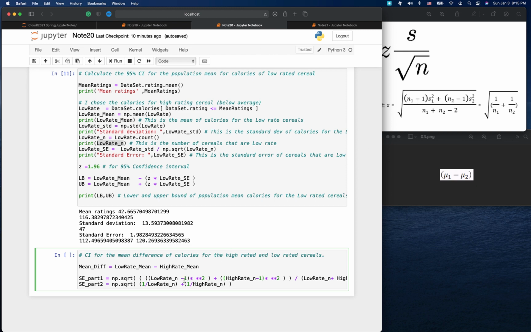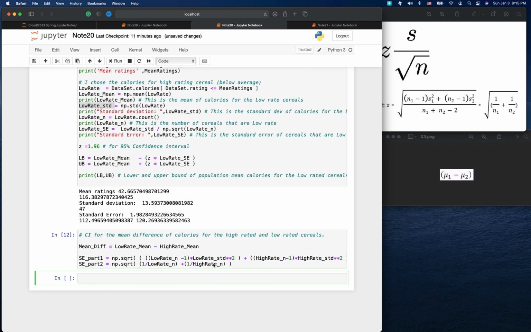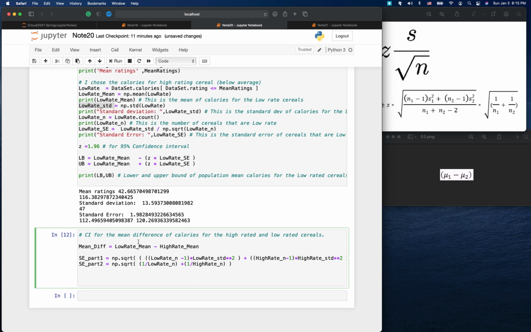And then I need the standard error for the first one, to the power 2. What is the standard error? No, sorry, that's the standard deviation. The standard deviation goes here. And then for the next one, the standard deviation for high rated, to the power 2. Okay, I hope I don't have any mistake. Okay, good, so I didn't have any mistake.